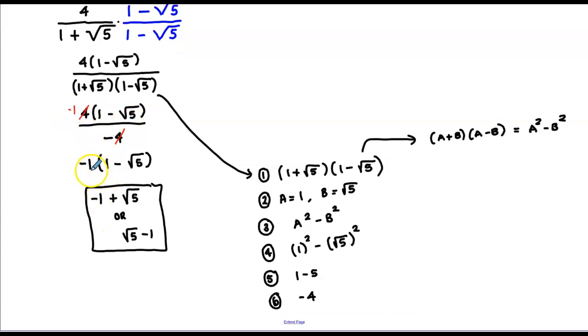So now we have negative 1 times 1 minus the square root of 5. And what we want to do now is distribute the negative 1 to both of those terms. So if we distribute negative 1, we get negative 1 times 1, which is negative 1. Negative 1 times negative square root of 5 is plus the square root of 5. We can write our solution in that form, or we can write the radical first and take the square root of 5 minus 1.